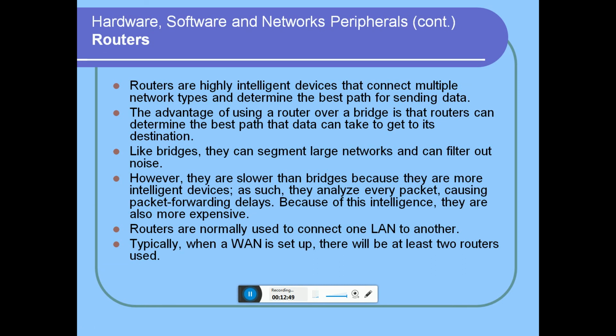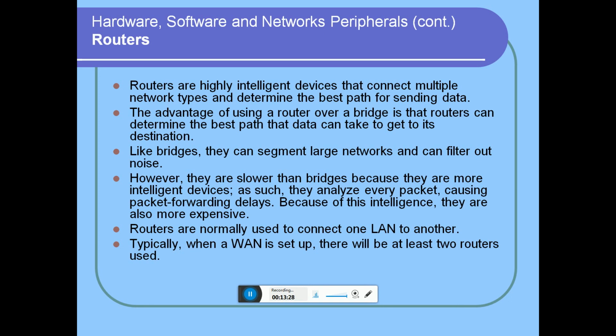Router. This is the mainly used networking device, found in almost all networks. A router is a highly intelligent device that connects multiple network types and determines the best path for sending data. The advantage of using routers over bridges is that routers can determine the best path the data can take to get to its destination. Like a bridge, they can segment large networks and filter out noise. However, they are slower than bridges because they are more intelligent devices, analyzing every packet and causing packet forwarding delays. Because of this intelligence, they are also more expensive.